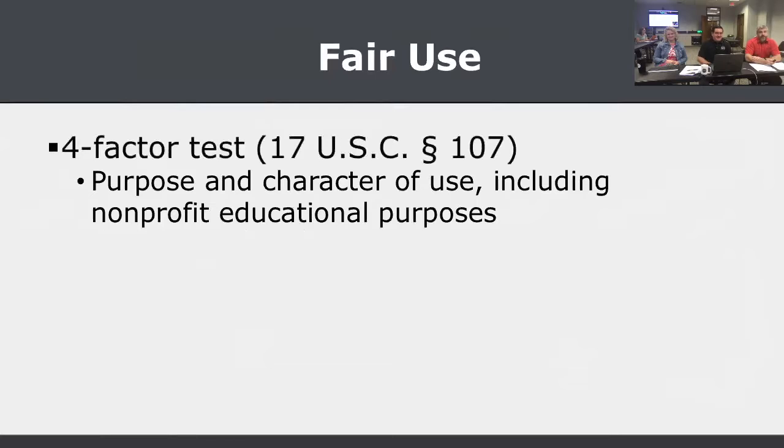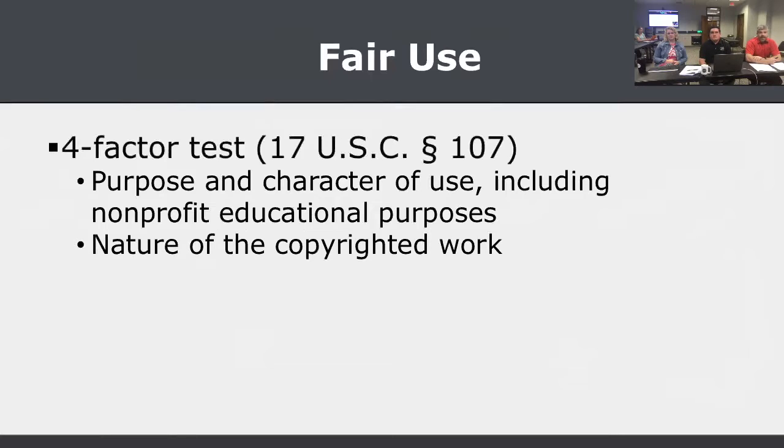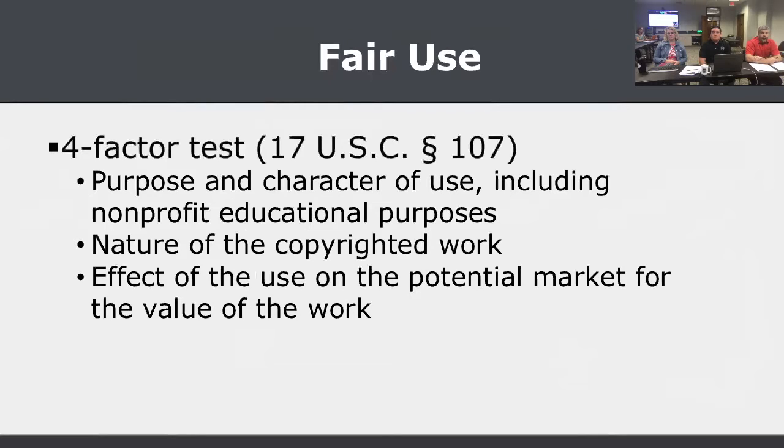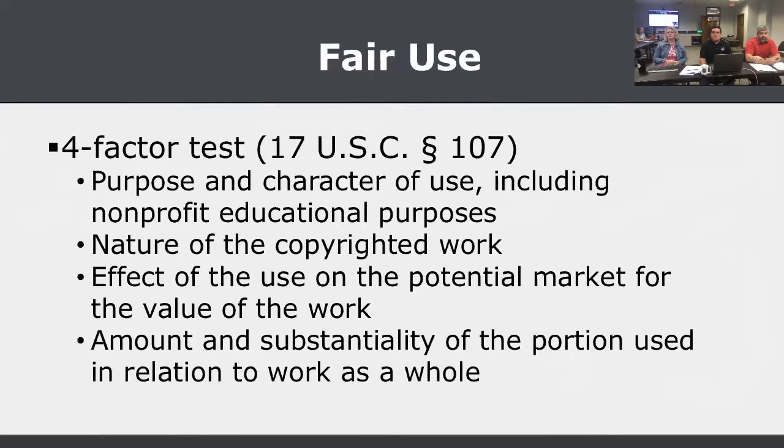So here's your 4-factor test. The purpose and character of use, including the nonprofit educational purposes. So obviously we have a leg up on everybody else because of that provision. The nature of the copyrighted work, the effect of the use on the potential market for the value of the work. That often works in our favor as well because, again, we're a nonprofit educational institution. We're not typically going to have a huge impact on the value of the work. And then the amount and substantiality of the portion used. So how much are we taking? That's going to be a huge part in many of these cases.